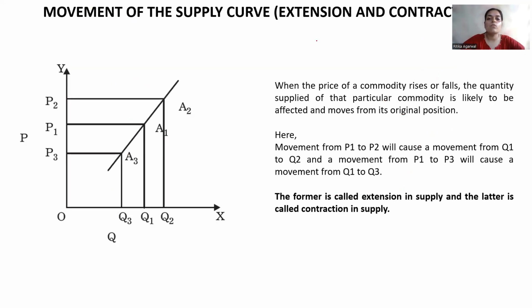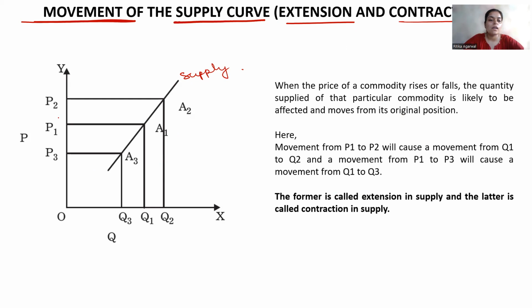Next we have the movement of the supply curve. Again, as we talked about the movement of the demand curve, those who've not seen that video, please go and check it. We will always be talking about the movement of the supply curve. The only difference here is about the graph and the supply curve. So we have extension and contraction again, like we did earlier. This is your supply curve, one supply curve, like one demand curve.